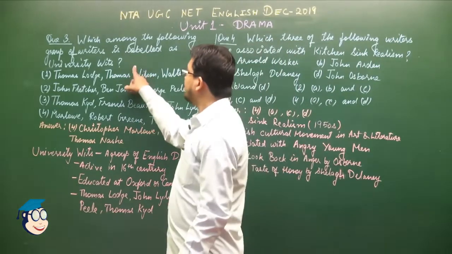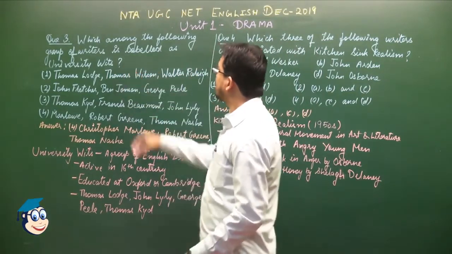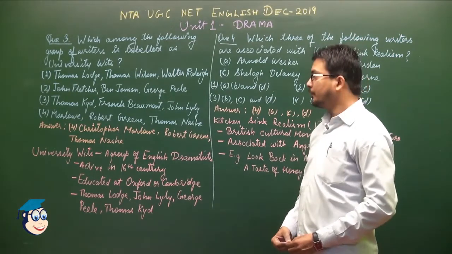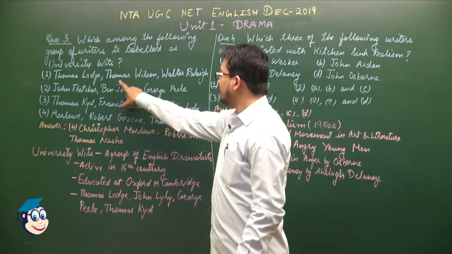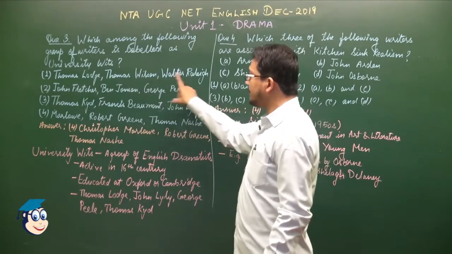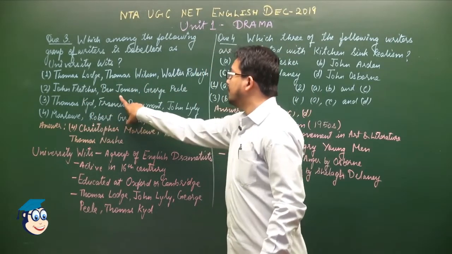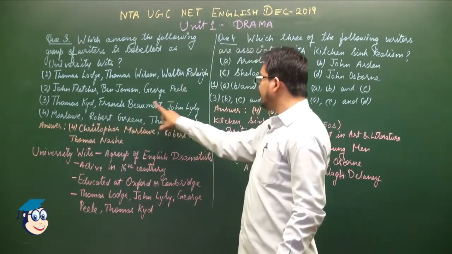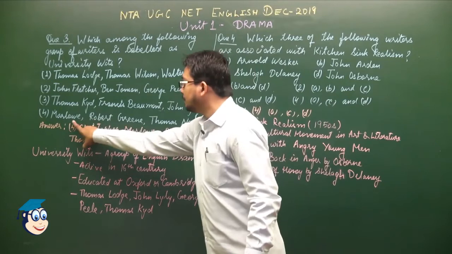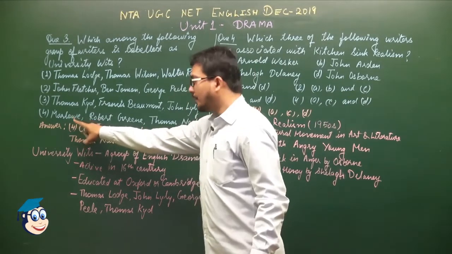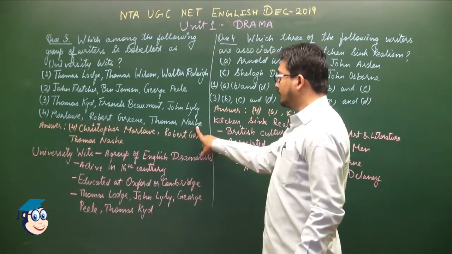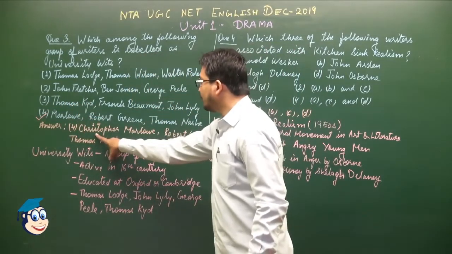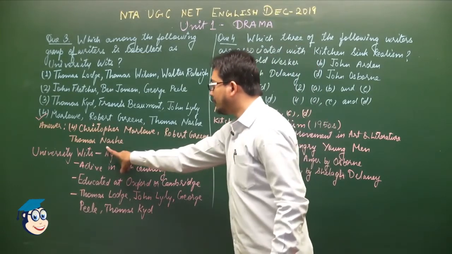Here is the next question from Unit 1 Drama. Which among the following groups of writers is labelled as the University Wits? Options: first, Thomas Lodge, Thomas Wilson, Walter Raleigh. Second, John Fletcher, Ben Jonson, George Peele. Third, John Kyd, Francis Beaumont, John Lyly. Fourth, Christopher Marlowe, Robert Greene, Thomas Nashe. The correct answer here is the fourth one, that means Christopher Marlowe, Robert Greene, and Thomas Nashe.